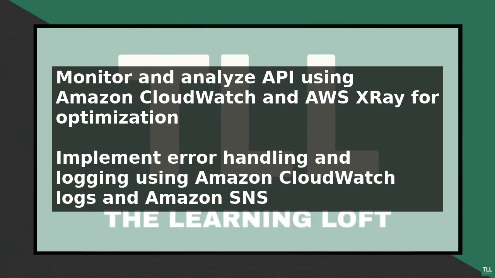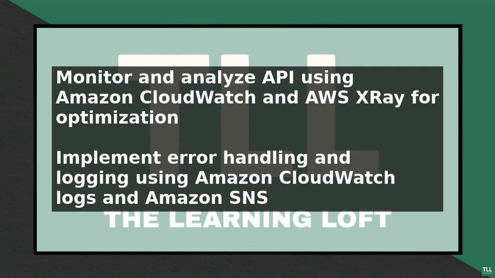Conclusion. In this tutorial, we covered the best practices for the AWS Amplify API category. We covered the steps to plan your API, choose the right API gateway, implement authentication and authorization mechanisms, and implement error handling and logging mechanisms.